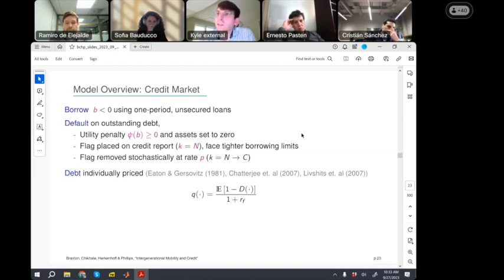The debt's priced as in Eaton-Gersovitz. The discount on the face value of the bond Q is proportional to the probability that you repay over 1 plus the risk-free rate that yields zero profits in equilibrium. But as you all know, these bond prices mechanically tie the pricing schedule, the R and the Q, in a way such that the implied limits are counterfactual. So if you were to compute where this bond price reaches zero, in most instances that far exceeds the limits that we observe in the data.